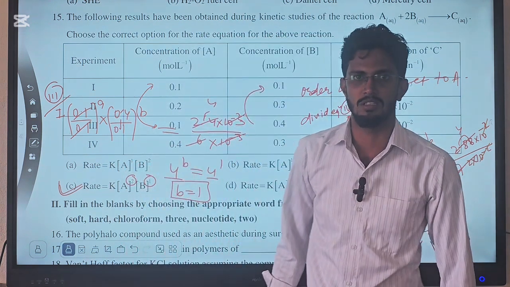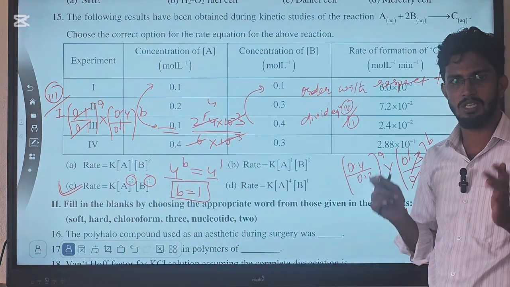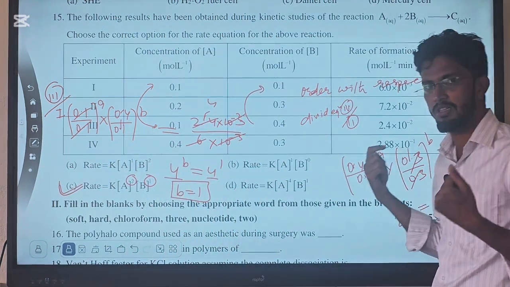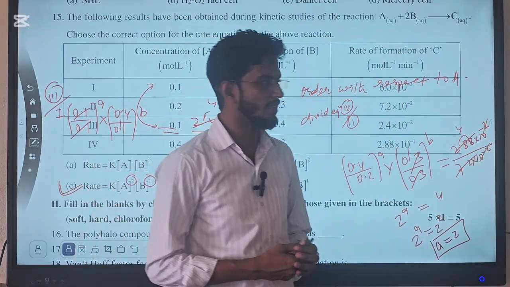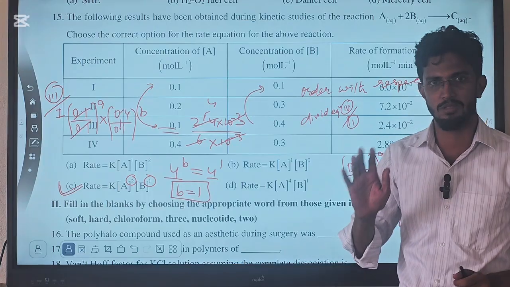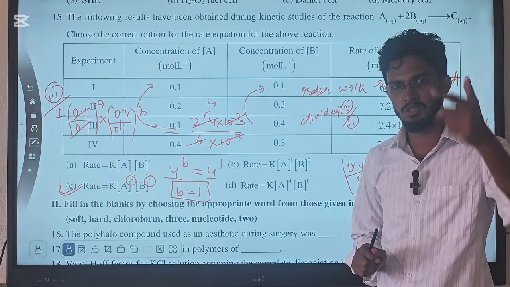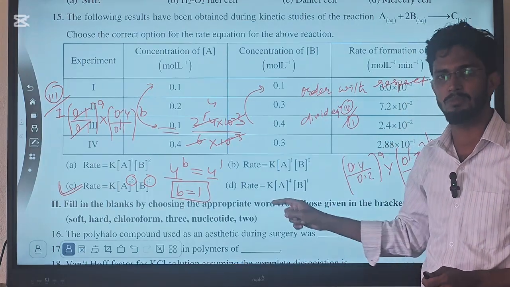Hope you got the answer. And this is all we have discussed. I have already discussed all these 3 model question paper MCQs. Hope you understood, and I hope maximum questions, around 10 questions or more than 10 questions, will come directly from this model paper.